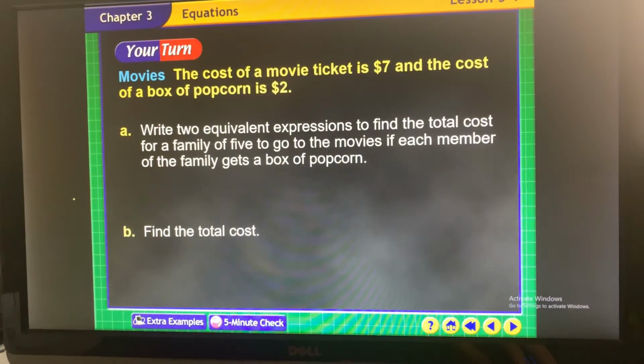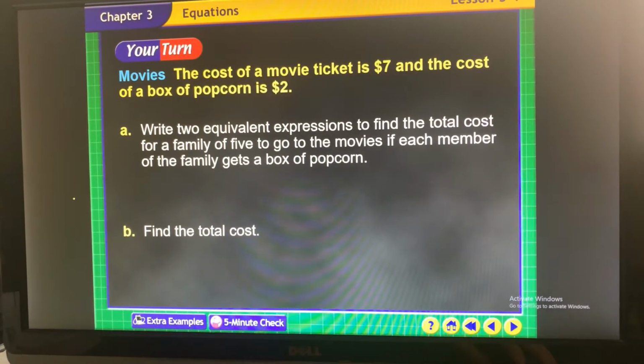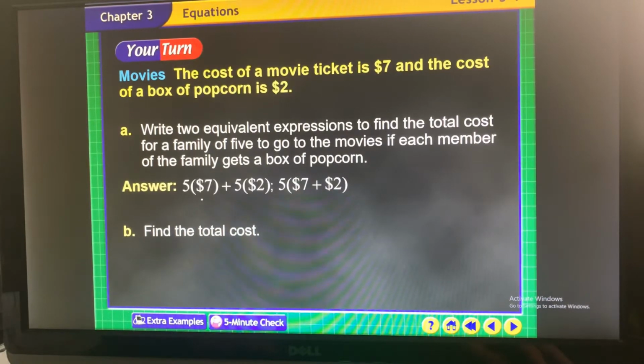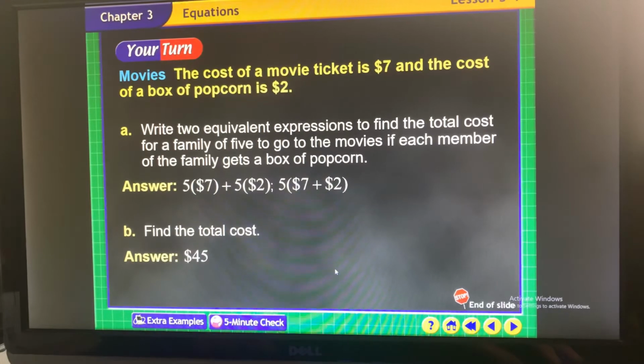The cost of a movie ticket is $7 and the cost of a box of popcorn is $2. Write 2 equivalent expressions to find the total cost for a family of 5 to go to the movies if each member of the family gets a box of popcorn. So it's going to look like this. 5 times the quantity of 7 plus 2. Distribute it, you get 5 times 7 plus 5 times 2, and then you find your total cost.